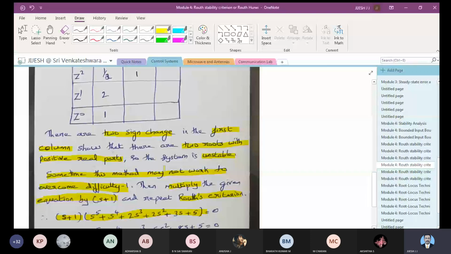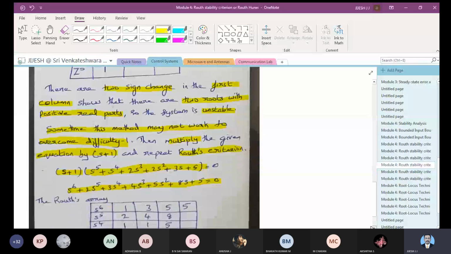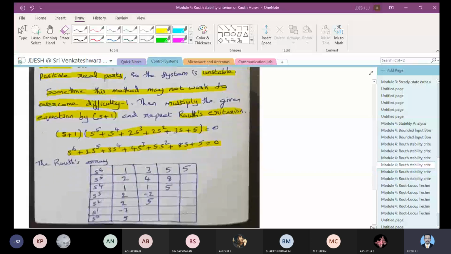So you can rewrite the equation in this form: s to the power of 6 plus 2s raised to 5 plus 3s raised to 4 plus 4s cube plus 5s square plus 8s plus 5 is equal to 0, and you can solve it. Write all these things and simplify it further. Here also you can see that there is a sign change, so the system is unstable.